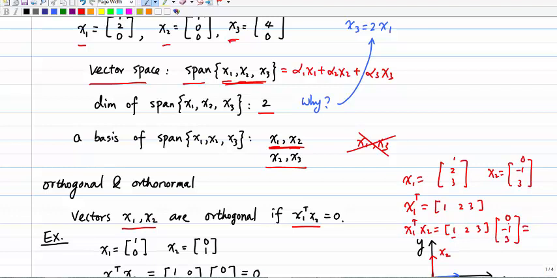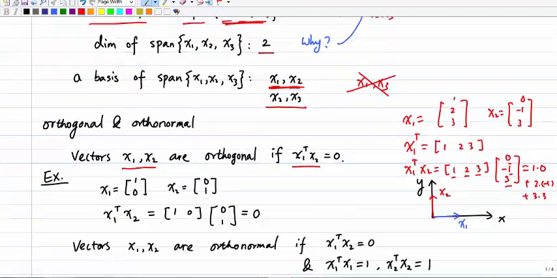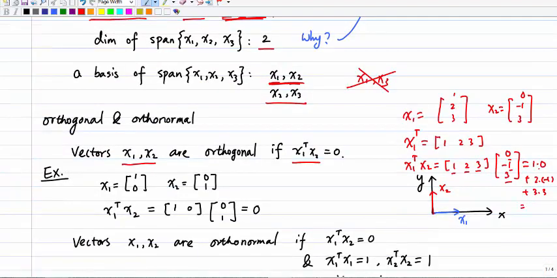You take the first one times the first one, plus the second one times the second, plus the last one times the last one. You do an entry-wise product and compute the sum. So it's 1 times 0 plus 2 times negative 1 plus 3 times 3. So we can compute the value: 1 times 0 is 0, 2 times negative 1 is negative 2, and negative 2 plus 9 is 7.